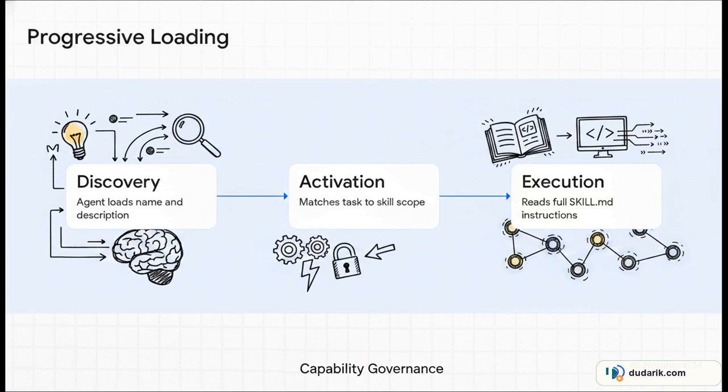The agent then reads the full instructions into its context window. Because the full instructions only load when they're actually needed, your agent can keep dozens of skills on hand with a really, really small context footprint.